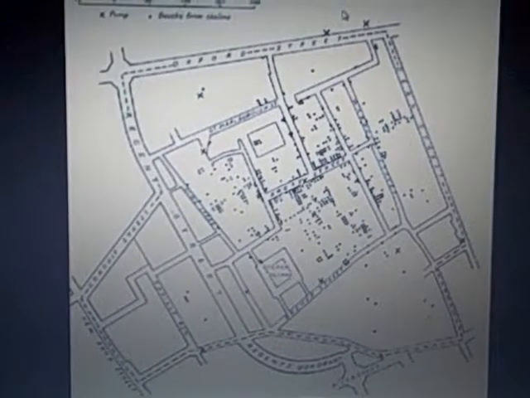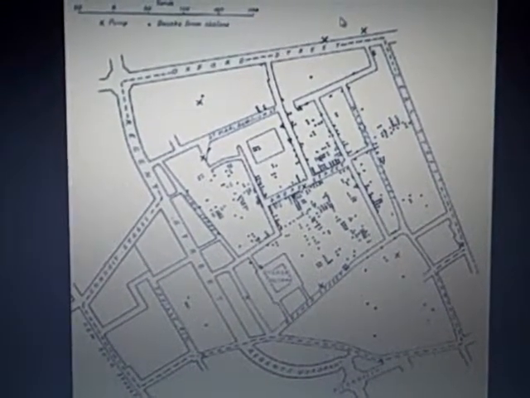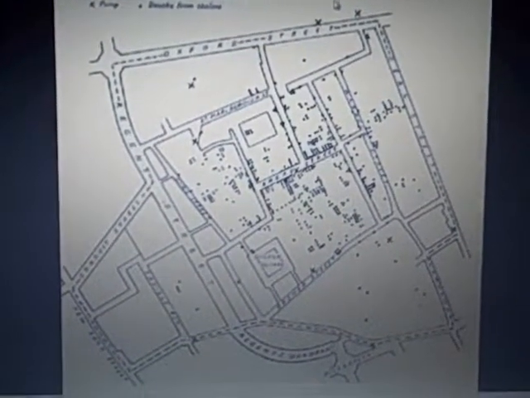And from there, he tried to realize which of the water pumps around the city was the reason for everyone having this cholera epidemic. So what he did is, with all these pinpoints, he was able to see that it was the Broad Street water pump that was actually causing this sickness to over 500 people. This is Dr. Snow's diagram of the cholera epidemic in London.